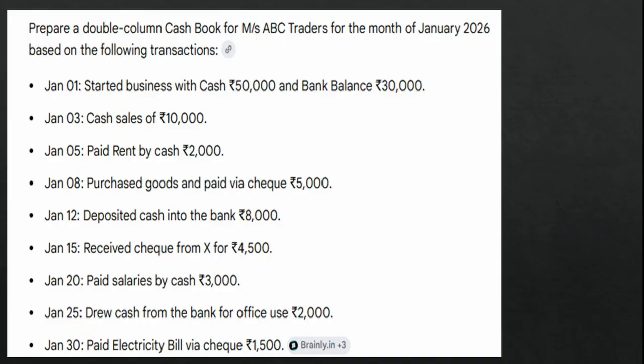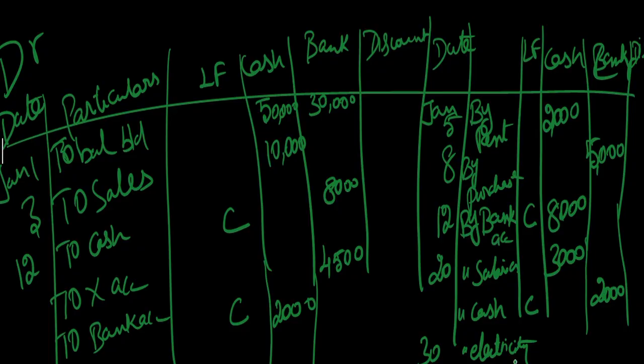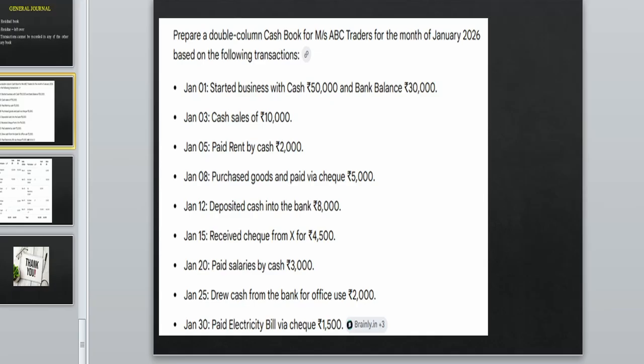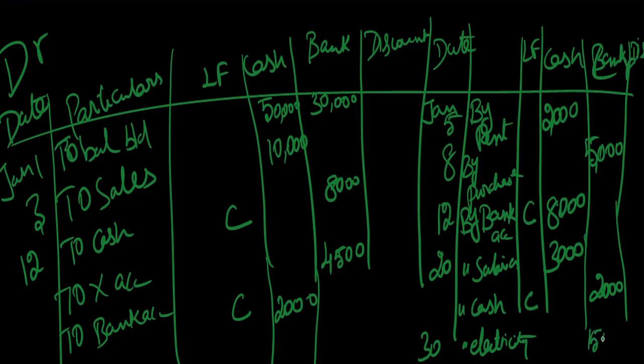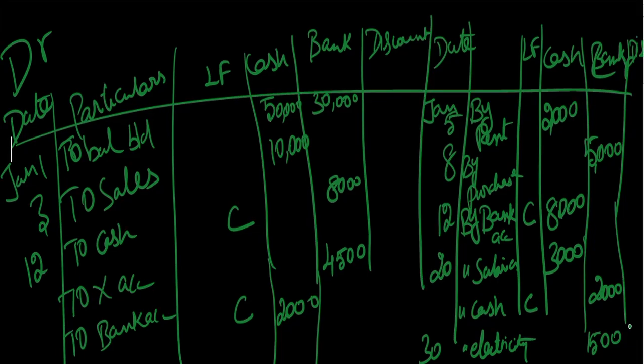And then next transaction is paid electricity bill via check. Check means it is a bank transaction, so we have to enter the amount in the bank column. What is the entry for this transaction? Electricity bill account debit to bank account. We have to enter the amount in the bank column, 1,500. So now we have to balance the cash account separately and then the bank column separately.